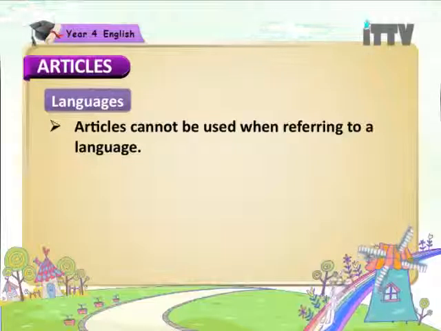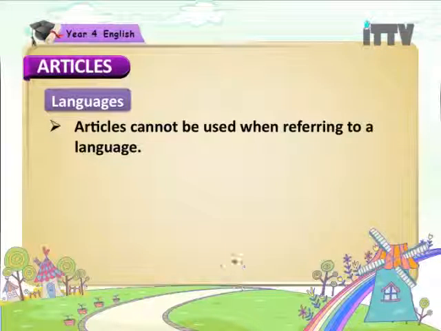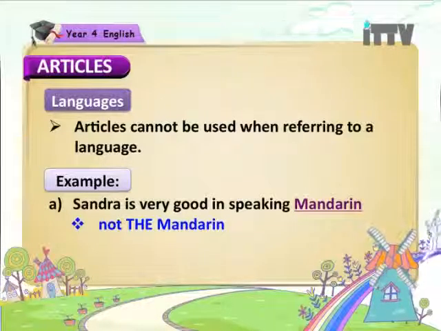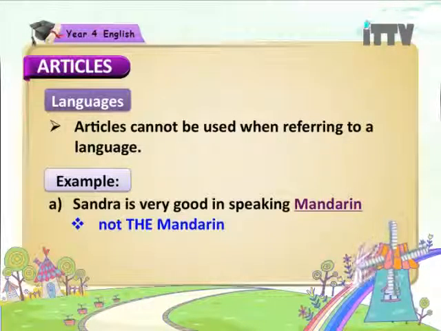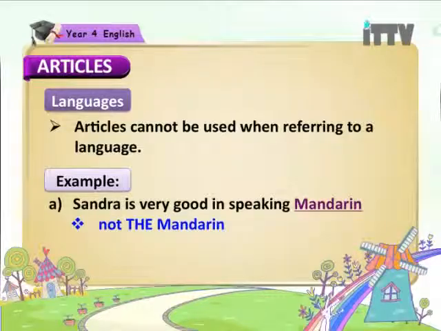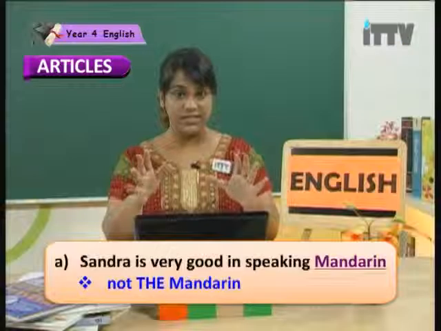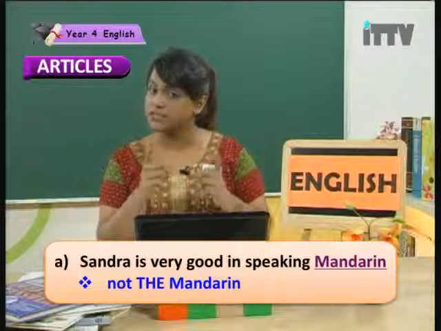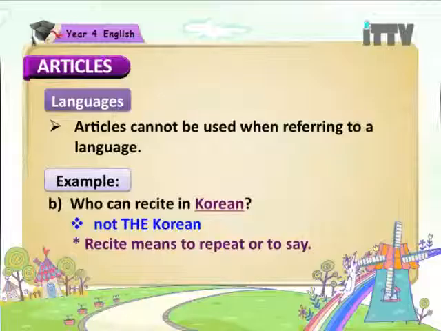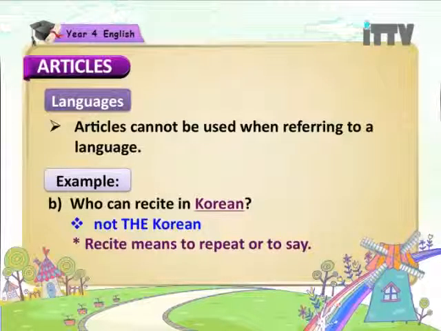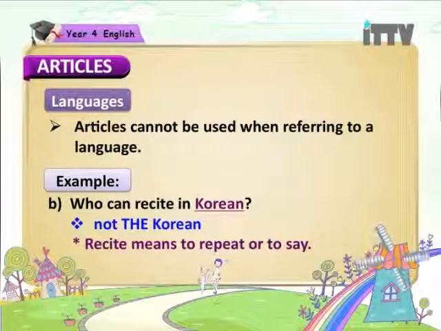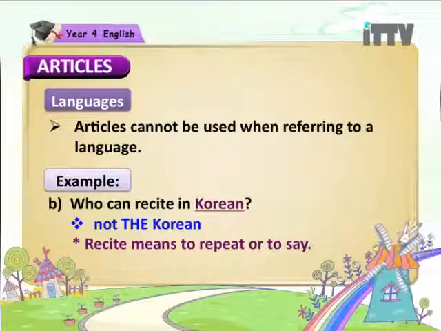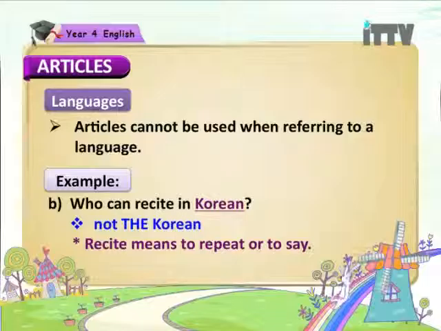Articles cannot be used when referring to a language. For example, Sandra is very good in speaking Mandarin, not the Mandarin. So it'll sound bad if you say Sandra is very good in speaking the Mandarin. That is wrong. Who can recite in Korean? Now it's not the Korean. It should be, who can recite in Korean. Now the meaning of recite means to repeat or to say.